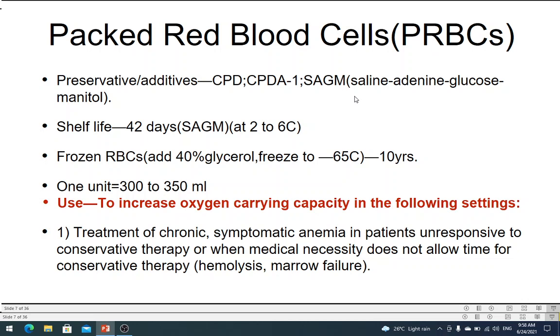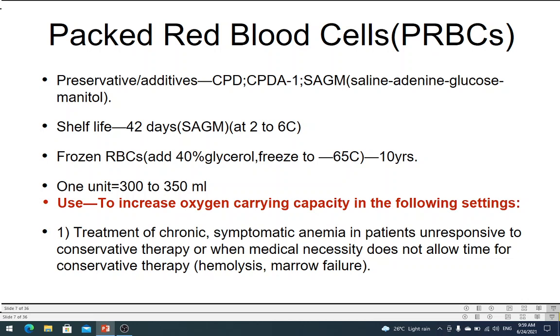The advantage of this is you can preserve it for a very long time, up to 42 days if you use SAGM. Again, this is maintained at 2 to 6 degrees Celsius, which is not very difficult. Now, if you add 40% glycerol to the RBCs and freeze them to minus 65 degrees Celsius, you can keep them up to 10 years.